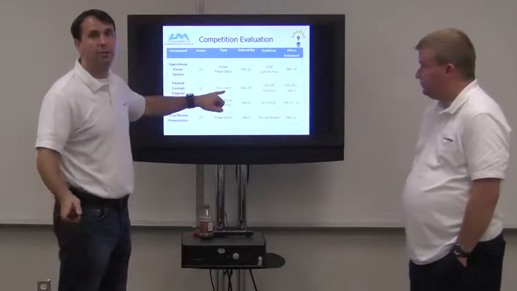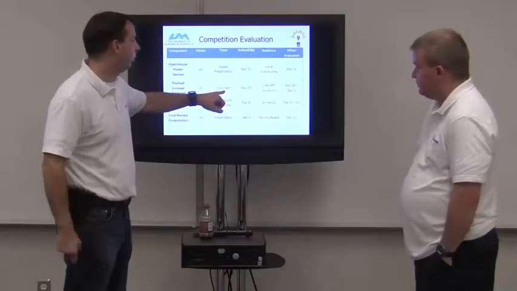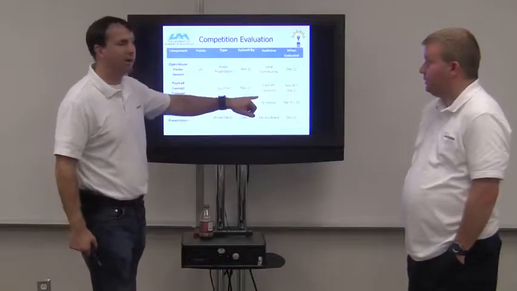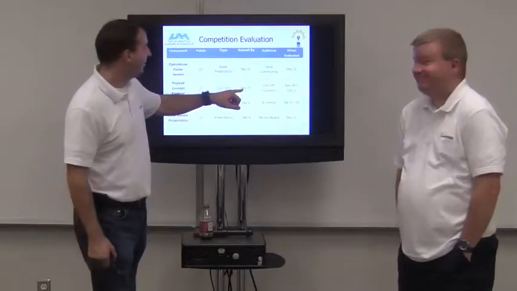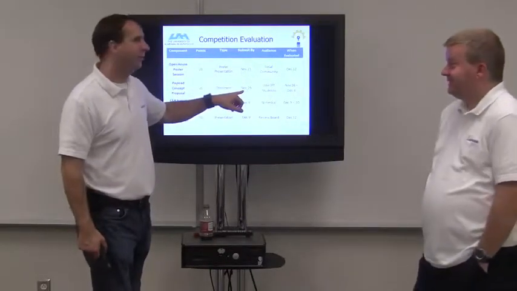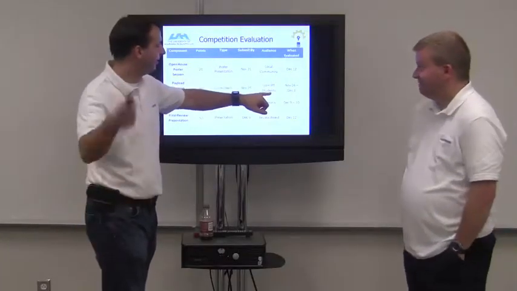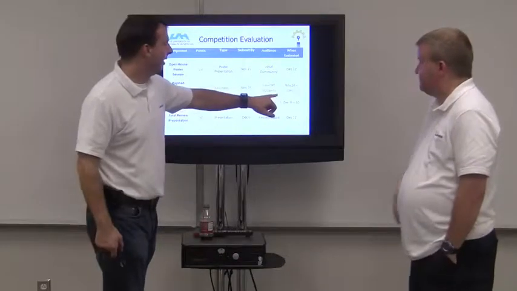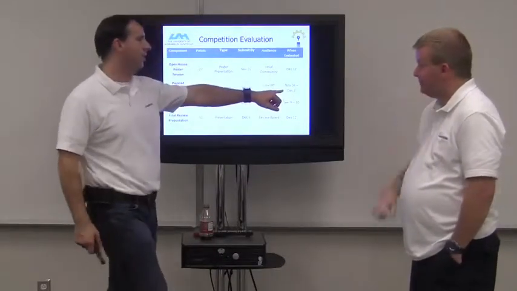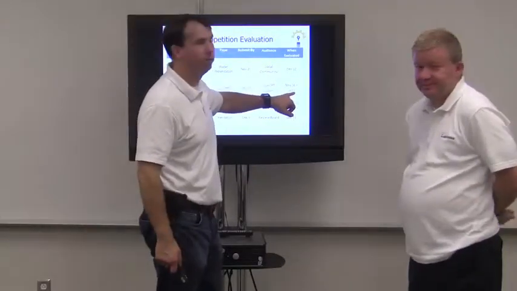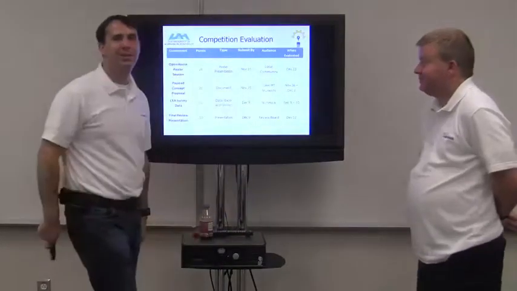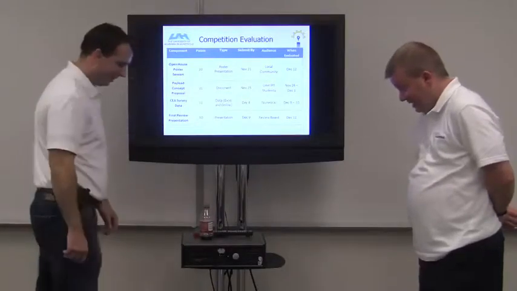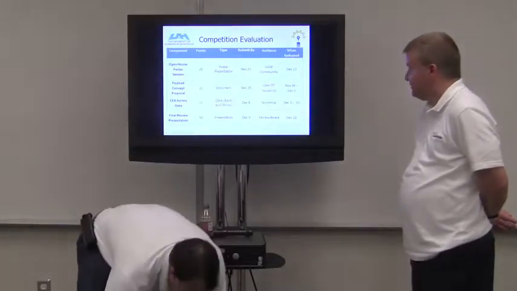The payload concept proposal, the PCP, is worth 20 points. It's a document. You can submit it as a Word document or a PDF, whichever one you want. Submit by November 25th. That's right before Thanksgiving, the Tuesday before Thanksgiving. It's evaluated by UAH students, and they're going to evaluate it over the next week, November 26th through December 3rd.